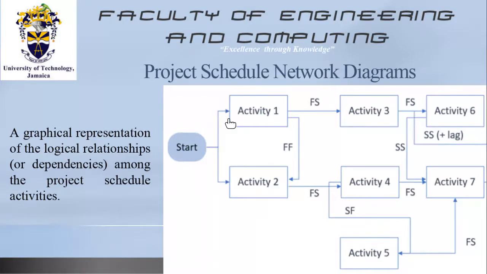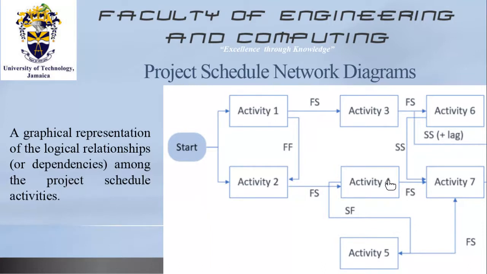Activity 2 cannot be finished, though they start together. Activity 2 cannot finish unless activity 1 is finished. But let's look at activity 3. Activity 3 is a finish to start relationship. That means activity 3 cannot start unless activity 1 is complete.